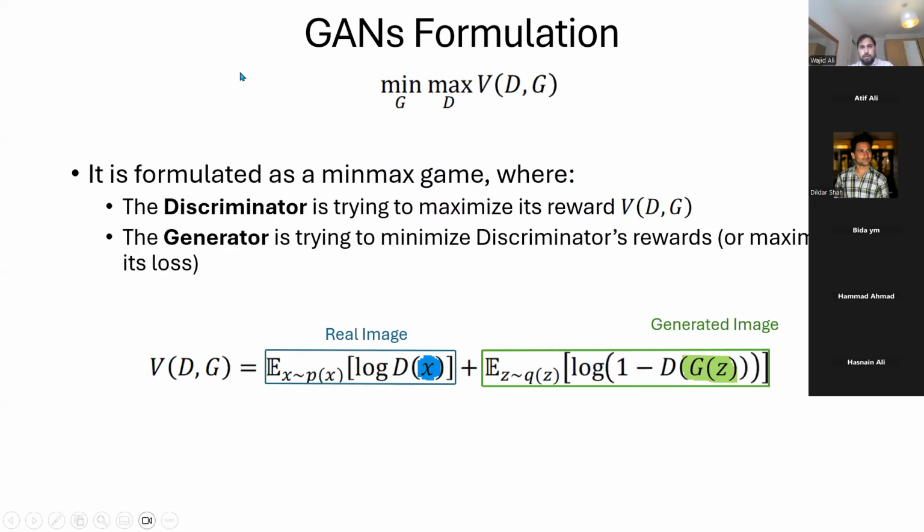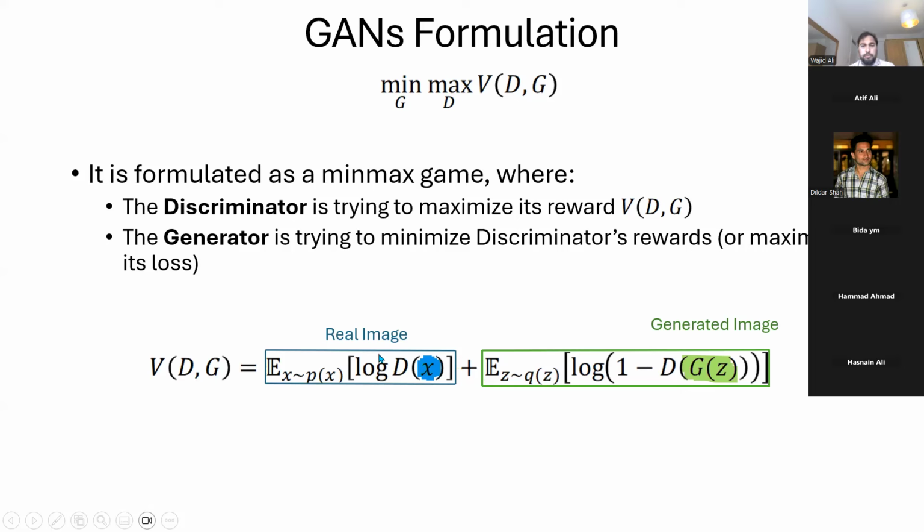GANs formulation. This is the objective function of GANs, and this is how it works. It's formulated as a min-max game where the discriminator is trying to maximize its reward. This is the reward function for the discriminator, not the generator. So the discriminator wants this value to be higher and higher, but the generator is trying to minimize the discriminator's reward, or maximize its loss. This formula contains two parts. This one is for the real image, this one is for the generated image.